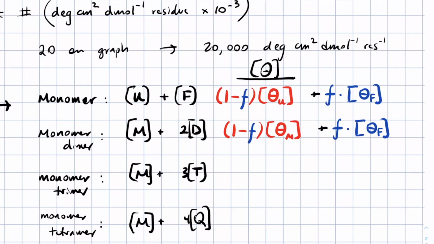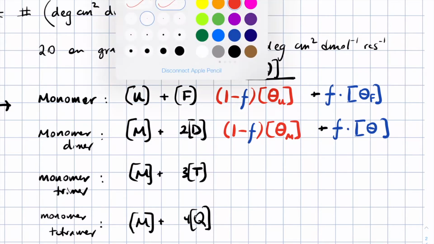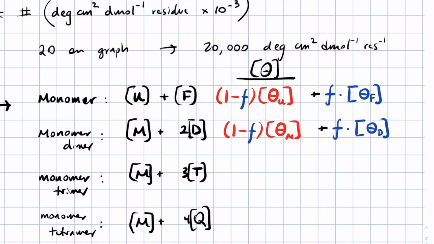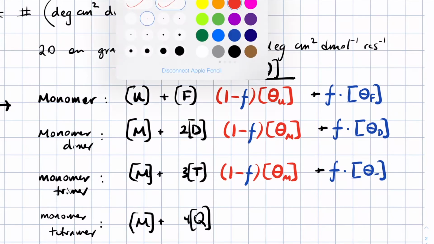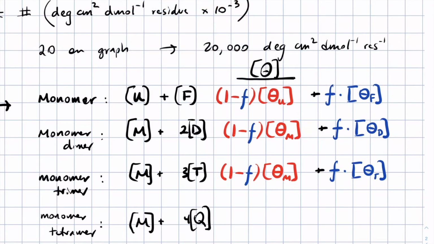We can put monomer there and dimer there, or monomer there and trimer there.